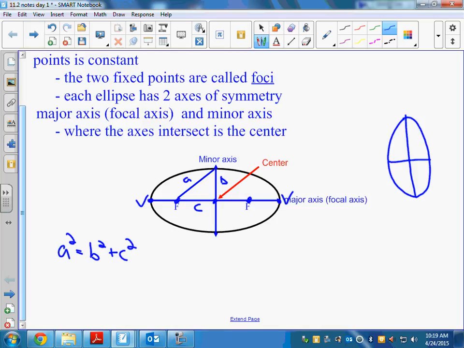Which is not true on this. A squared is the biggest number. A is the bigger number, right? Because a is the major axis. And so that's true. That's checking just to make sure.